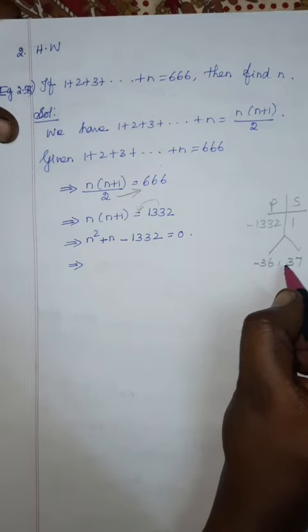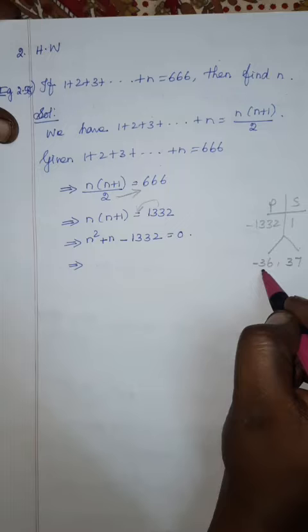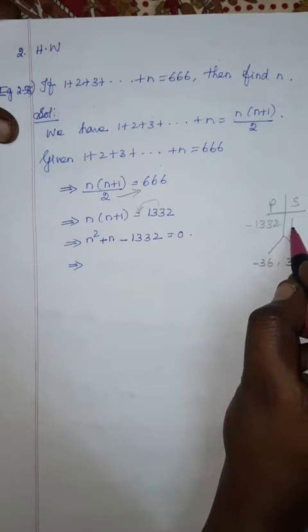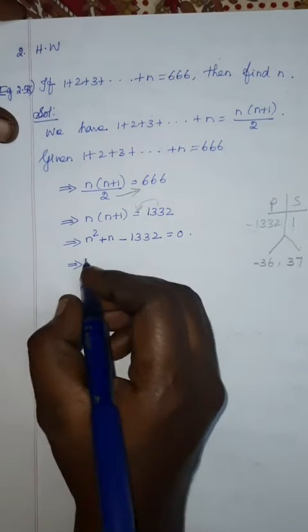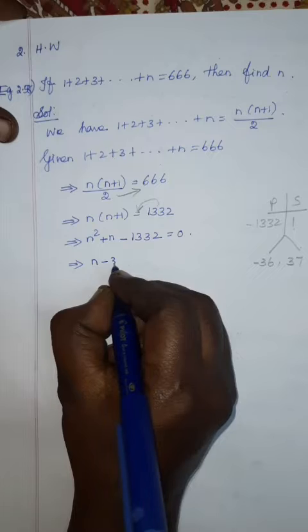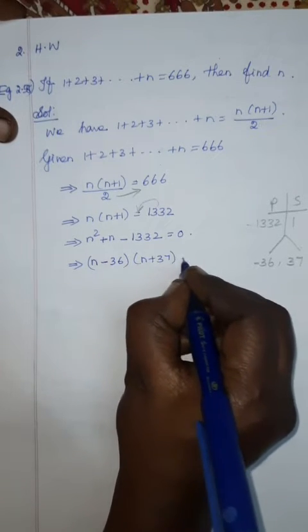Then only negative into positive will give us a negative product. Since the smaller number is negative, when you subtract, you will get the positive sum. Okay, so these are the suitable factors. So you can write (n − 36)(n + 37) = 0.